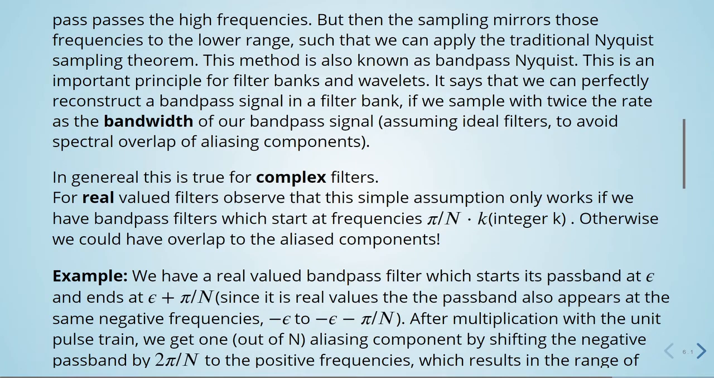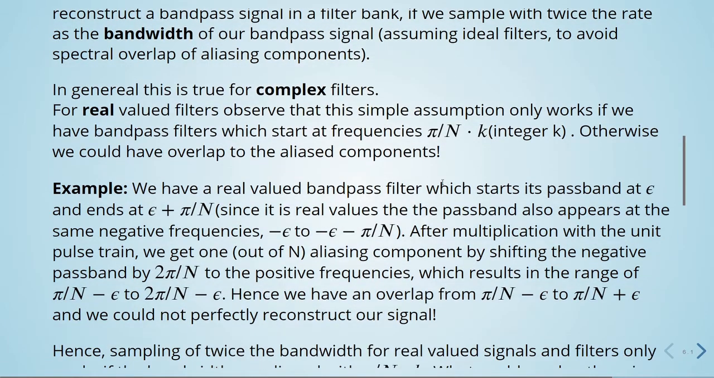In general, this is true for complex filters. For real valued filters, we need to observe that this simple assumption only works if we have bandpass filters which start at frequencies pi divided by capital N times k, an integer k. Otherwise we could have overlap of the alias components. Okay? So let's take a look at an example.